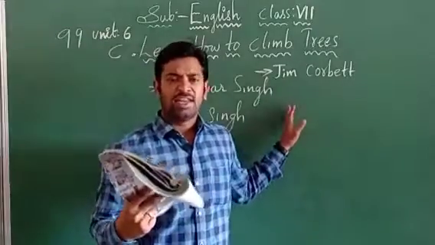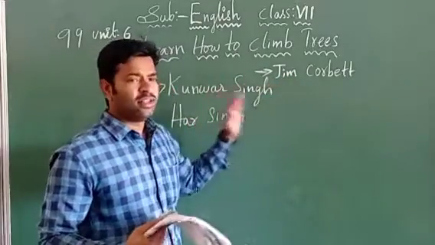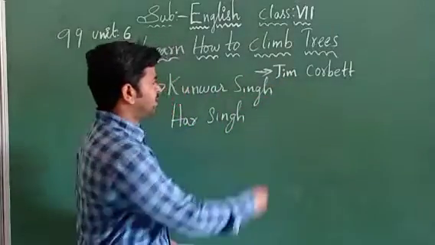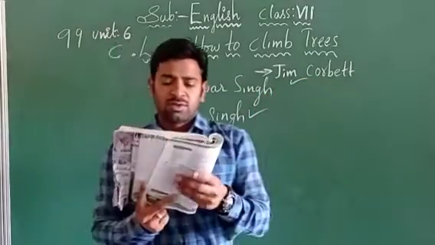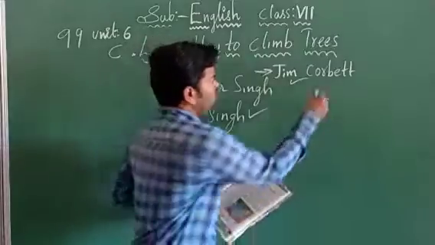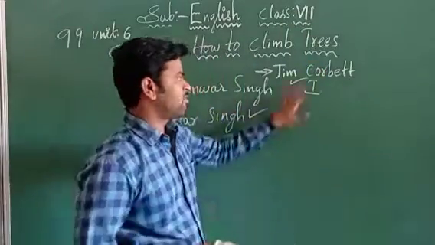We are dealing with just two characters here. Our Jim Corbett is narrating the story. In that story, who were involved? Two characters are involved: Jim Corbett and Har Singh. "Har Singh and I went." Whenever you find "I", know, children, "I" refers to Jim Corbett only.